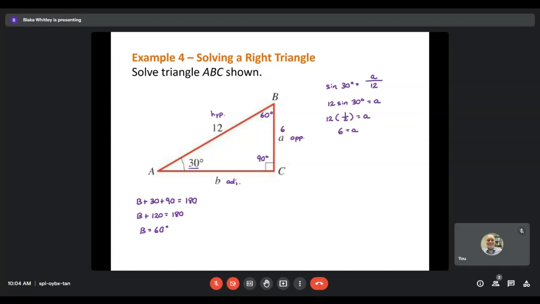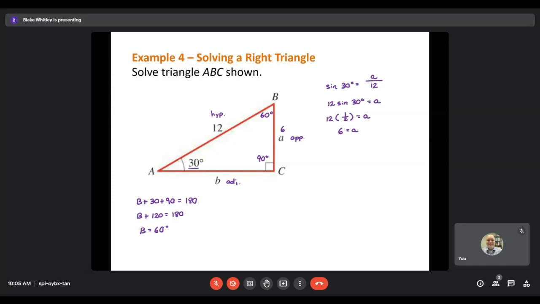Now, once you have two of the sides of your right triangle, you have some options. We could use Pythagorean theorem to help us find side B. That's one option. We could also use another trig ratio. And since we're dealing with these trig ratios and that's new, that's what I'm going to do here. But again, using Pythagorean theorem would be a perfectly acceptable way to find side B at this point.